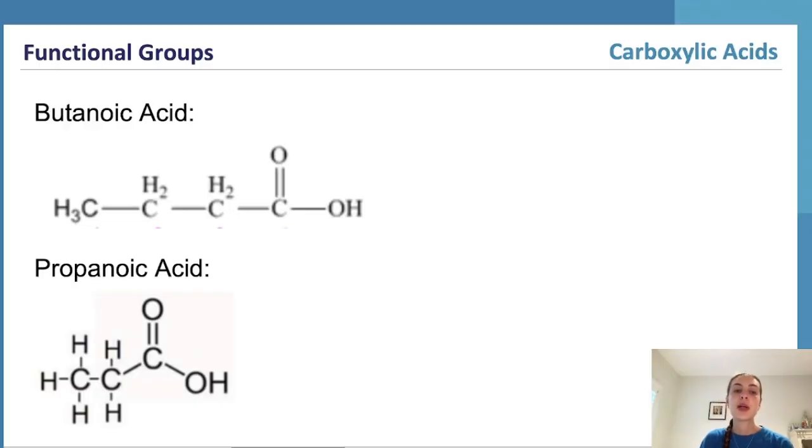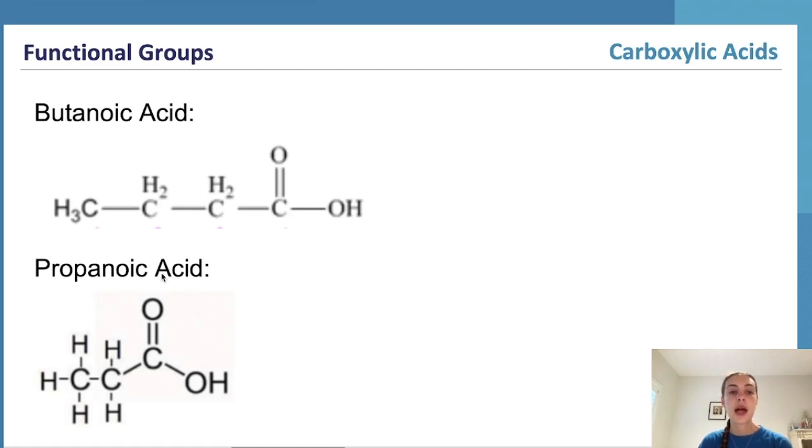Some examples of these is butanoic acid. That being this one here, where we can see we've got 1, 2, 3, 4 carbons along the main chain, and on the end of the molecule we've got a double bonded oxygen and a single bonded hydroxyl group, making it a carboxylic acid. Hence the butane part comes from the 4 carbons along the main chain, and the oic acid part comes from the carboxyl group at the end of the molecule.